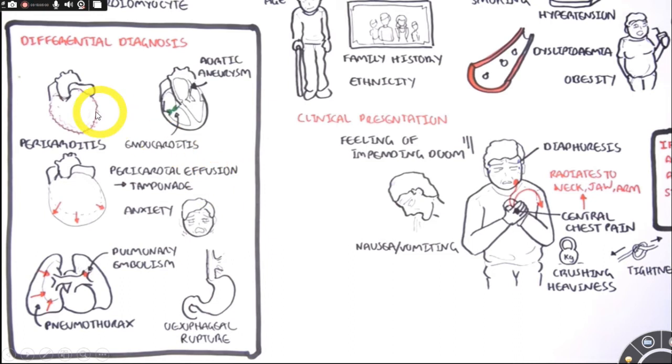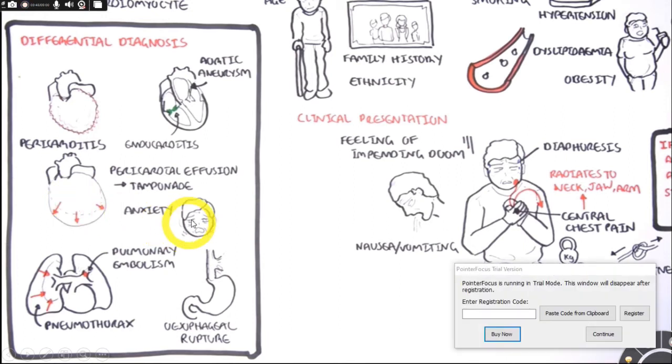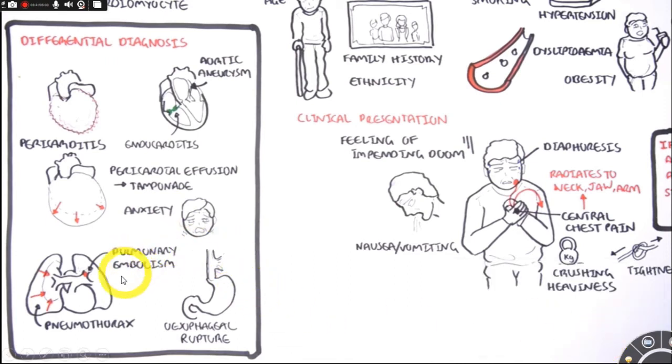Now there are some differential diagnoses related to chest pain, angina or MI, and these are pericarditis, that is the inflammation of the pericardium. Number 2, endocarditis, that is the inflammation of the endocardium. Aortic aneurysm, and there can be a pericardial effusion which can mimic anginal pain. Anxiety is the most common differential diagnosis of chest pain. Other than that, there can be a pulmonary embolism, and lastly, esophageal rupture.